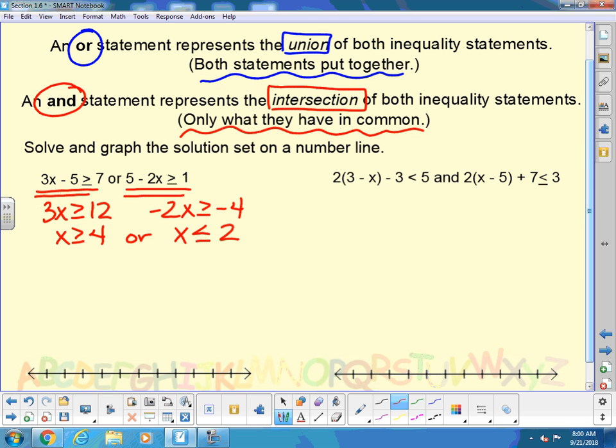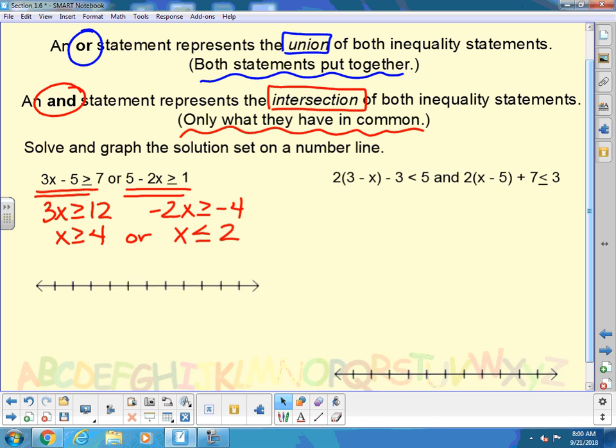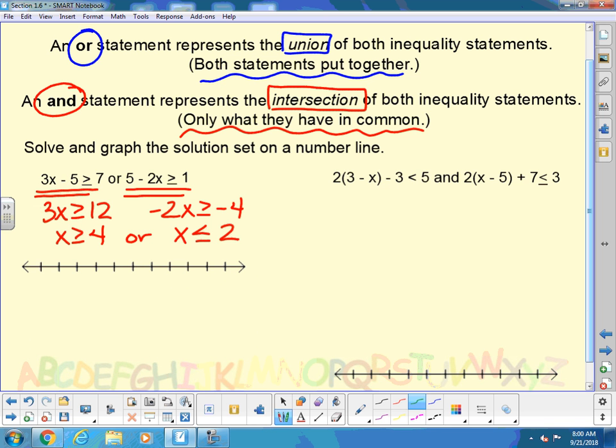So I like to shade these ones first, because it's going to kind of tell you what your interval notation is going to look like. Just graph them both on the same number line. Whatever happens, happens. If they overlap, great. If they don't, that's fine too. X greater than or equal to 4. I find 4 on my number line. Greater than or equal to, so I need it to open to the right, and I need it to be a closed square bracket, shading to the right.